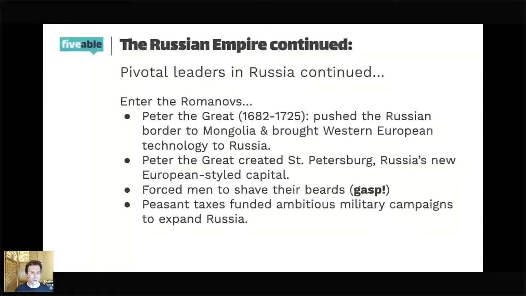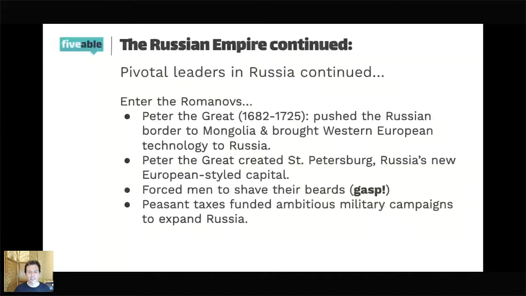So they're going to push the Russian border to Mongolia. But more than that, Peter the Great was a great admirer of Western European empires and countries. He would travel to major capitals like London, Paris, Vienna, and he would see Western Europe with grand palaces and he said, I want this. He also saw the technology that was starting to build in that area, and he wanted it too.